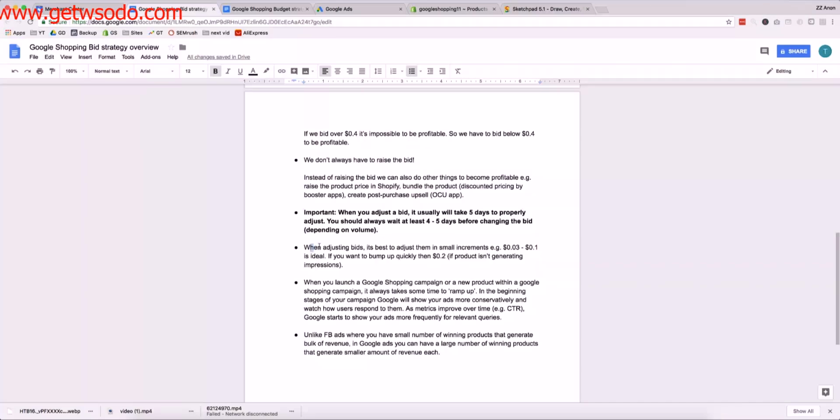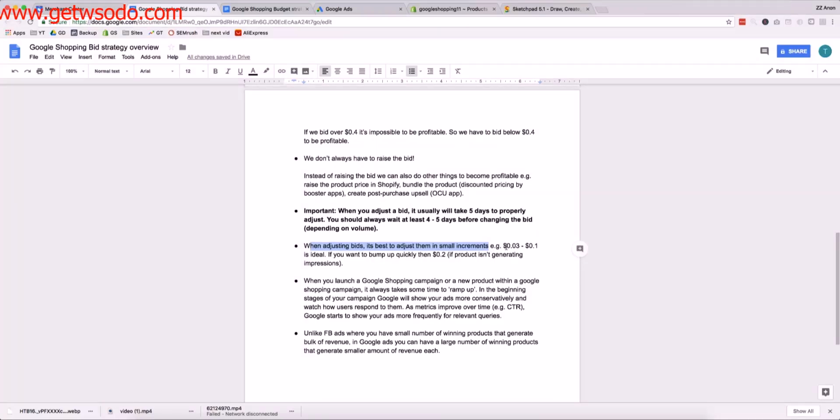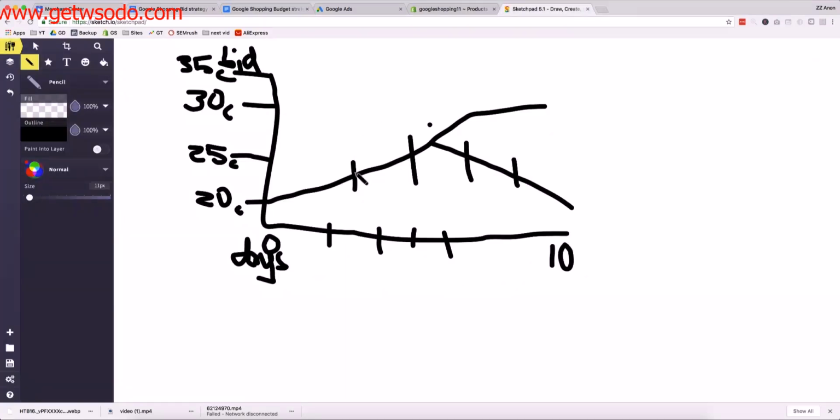All right, so when you're adjusting bids, you want to do them in really small increments, right? I recommend increasing or decreasing the bid by anywhere between 3 cents to 10 cents. Ideally, you want to do probably 3 to 5 cents. You can do bigger jumps, like 5 to 10 cents, if the product isn't getting that many impressions. Or if the product is getting no impressions and you want to bump it up quickly and get data, then you can do like 20-cent jumps. But I would never do over 20-cent jumps, just referring back to this again, because it takes a while for stuff to ramp up.